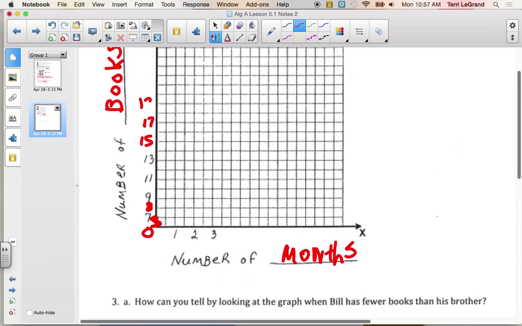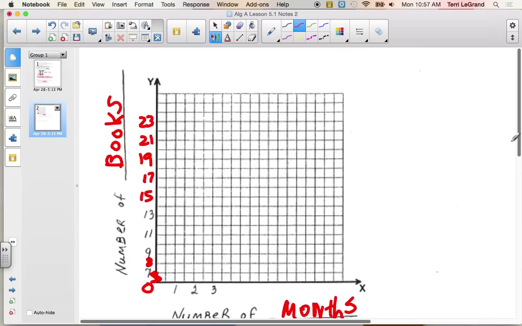Okay, so finish this. Finish labeling up your y-axis. You have to have a good graph that is easy to read. Somebody should not have to be counting while they're looking at your graph. Okay.